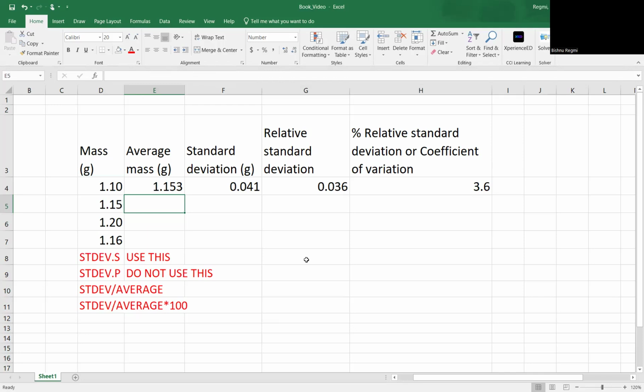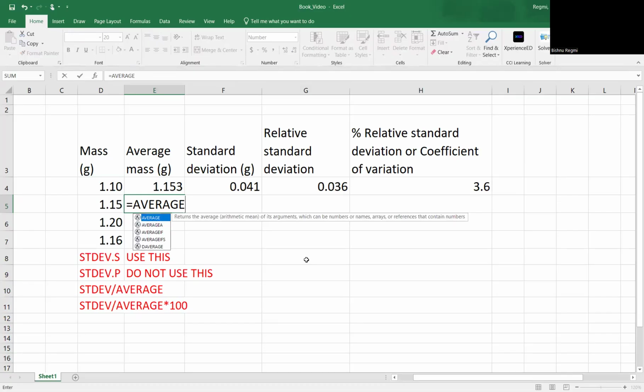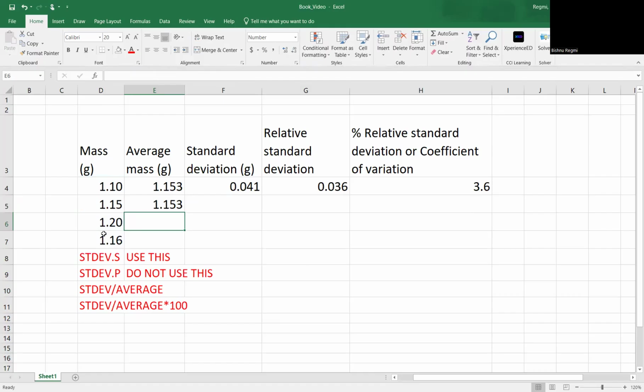To calculate the average, you write equal and type the code average and then parentheses and then you select these numbers and you close the parentheses and hit enter. This is the average mass. Mass and the average mass have the same unit, gram.